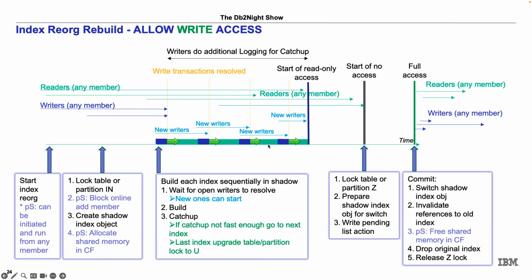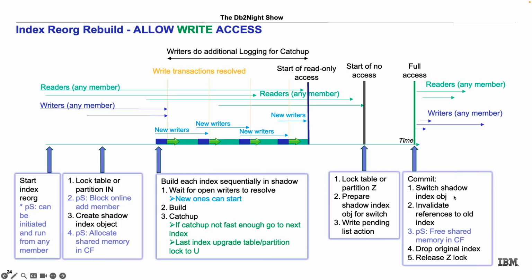So it will help the reorg to complete the catch-up and complete the operation and move on to the next stage. Okay, so the next stage, there will be a brief no access phase, similar to allow read, where we lock the table or partition in Z lock, exclusive lock. And then we prepare the shadow index object for switch, and we write the pending list action.